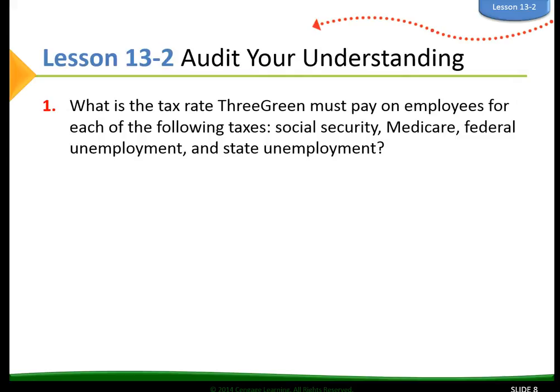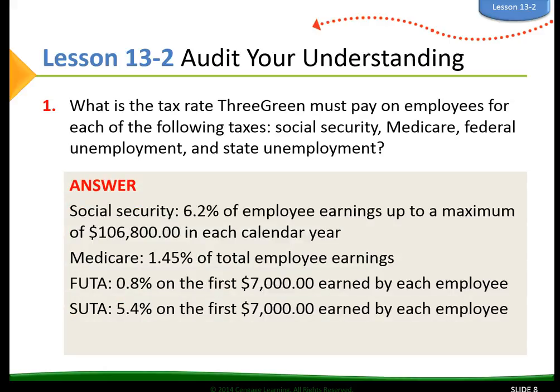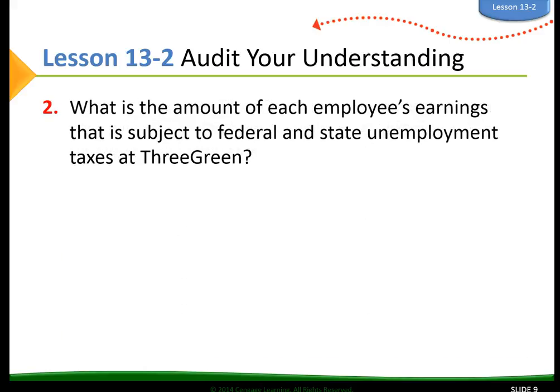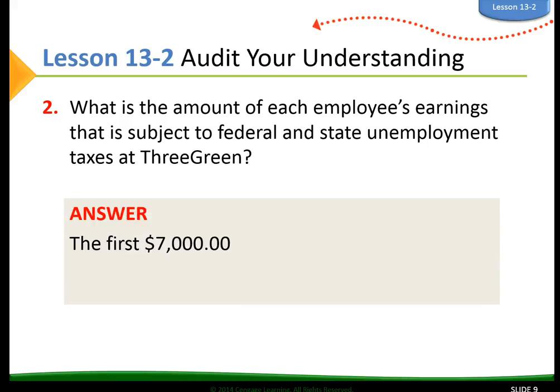Alright, and that was it. So what is the tax rate 3 Green must pay on employees for each of the following taxes? Social Security is 6.2 with a maximum. Medicare 1.45, FUTA 0.8, SUTA 5.4. Those were all listed in the lesson. What is the amount of each employee's earnings that is subject to federal and state unemployment tax? $7,000. The first $7,000.